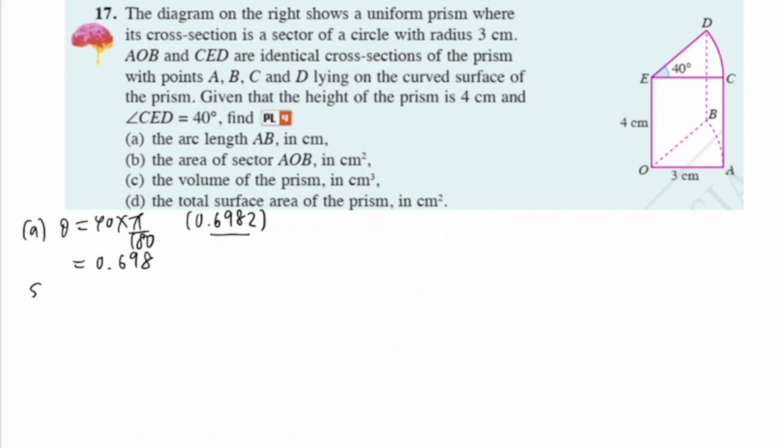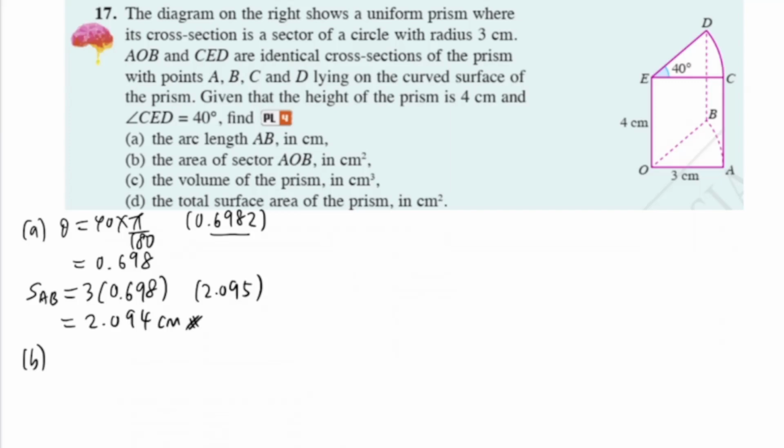Okay, next, let's look at S equals r theta. Your radius r is 3, theta is 0.698. Okay, if you just want to follow the textbook, to get the same answer, then we'll just do this. Your answer from the textbook is 2.094. Okay, if you use this 0.6982, you will get 2.095. Yeah, just so you know.